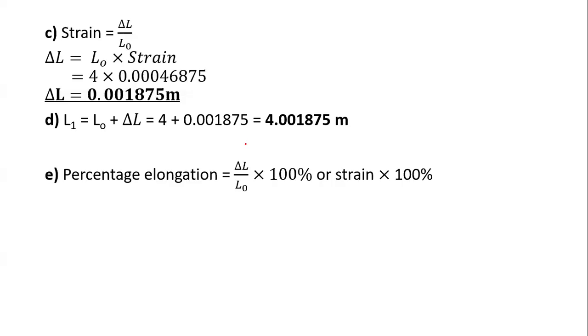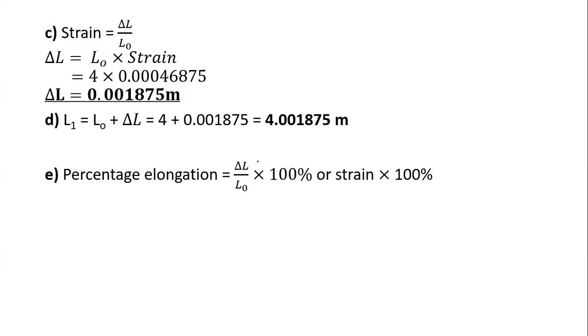The last one is now the percentage elongation. In the percentage elongation, it's basically just supposed to be change in length divided by original length, expressed as a percentage. Let me go through that again. Percentage elongation is the ratio between the change in length to the original length expressed as a percentage, meaning that you multiply that now by 100.